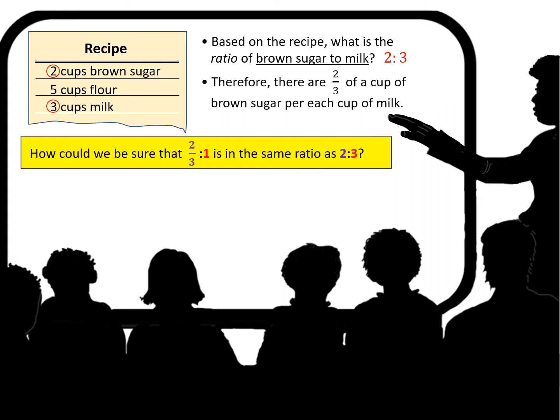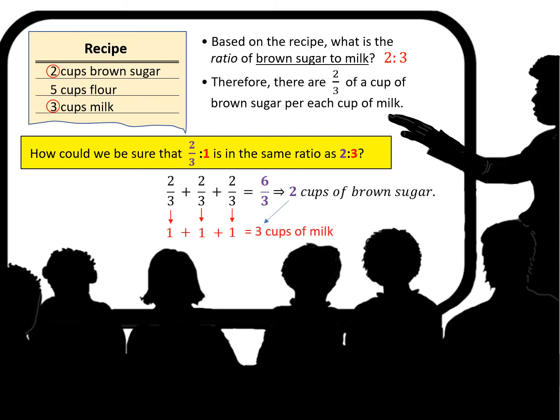How could we be sure that 2/3 to 1 is in the same ratio as 2 to 3? Well, let's look at the math. 2/3 for 1 cup plus 2/3 for another cup plus 2/3 for another cup, that's 3 cups of milk, equals 6/3. 6/3 is equal to 2. So 2 cups of brown sugar to 3 cups of milk. It's the same ratio. And we say, therefore, that that is the same rate.